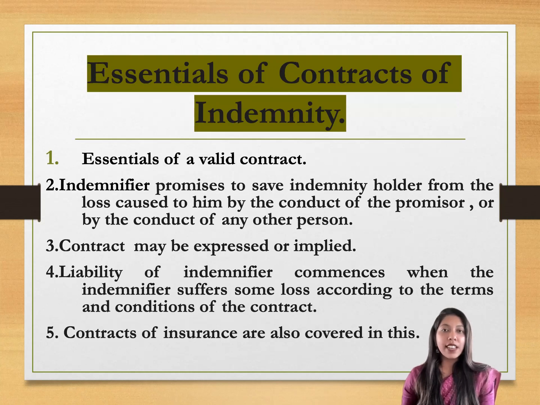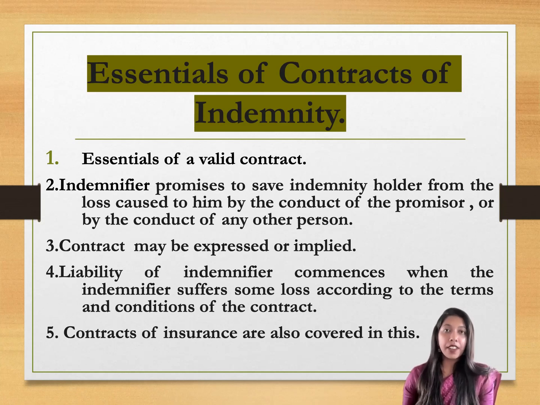Now, I'm going to discuss the essentials of a contract of indemnity. In order to form a contract of indemnity, what are the essentials? The first one is the essentials of a valid contract. We have already discussed many times what the essentials of a valid contract are. There should be capacity of parties, there should be free consent, and so on. So all the essentials are applicable in this case. Second, the indemnifier promises to save the indemnity holder from the loss caused to him by the conduct of the promisor or by the conduct of any other person. That means the indemnifier is giving you a promise that he will protect you from the losses that you are going to suffer. So this is under Section 124. Third point is that the contract may be expressed or it may be implied. It can be an express contract. It can be an implied contract too.